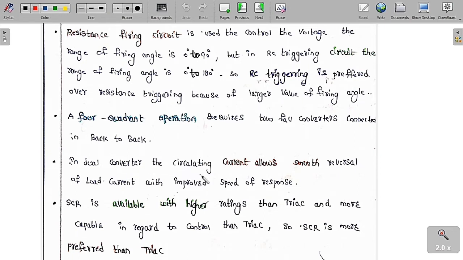In dual converter, the circulating current mode allows smooth reversal of load current with improved speed of response. Because of this, the size also increases and the efficiency also decreases.